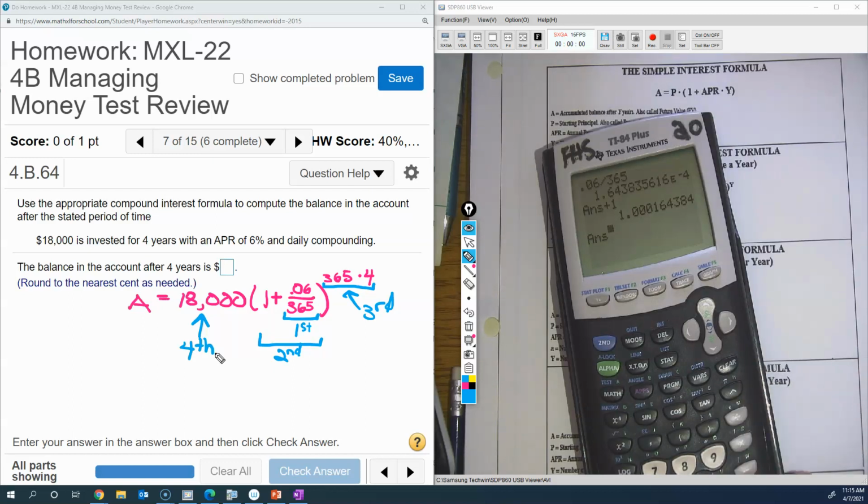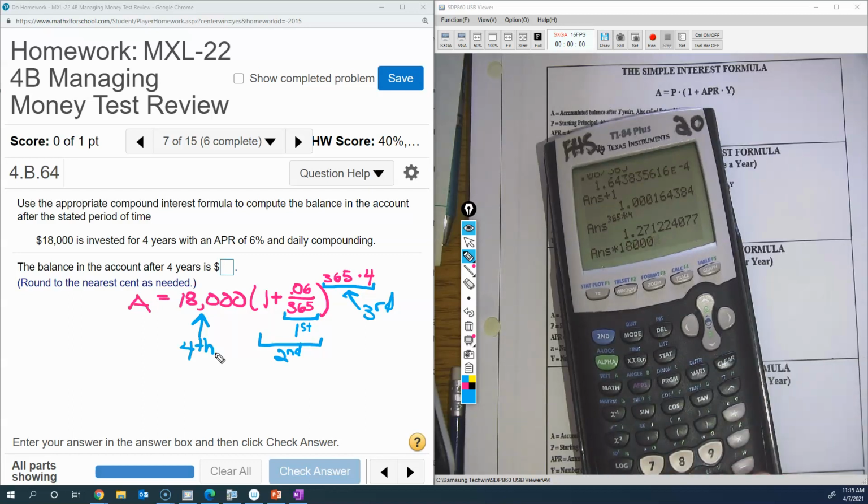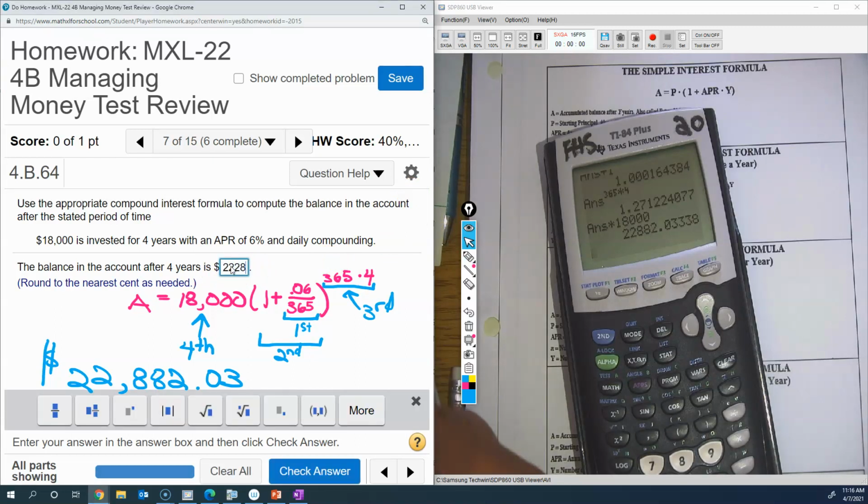Exponent 365 times 4, times 18,000. Oh, I got one extra 2 in there. 22882.0.